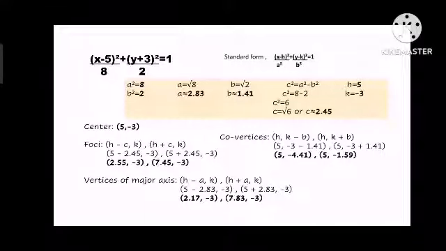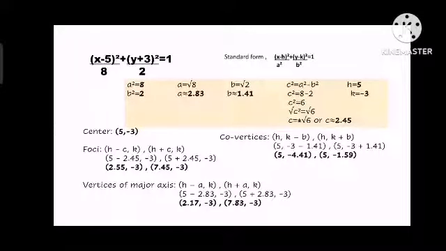Next, let's find the value of a. To get the value of a, we find the square root of 8, which is equal to 2.83. Then, let's find the value of b. To find the value of b, we get the square root of 2, which is 1.41. So now we have a equal to 2.83 and b equal to 1.41.